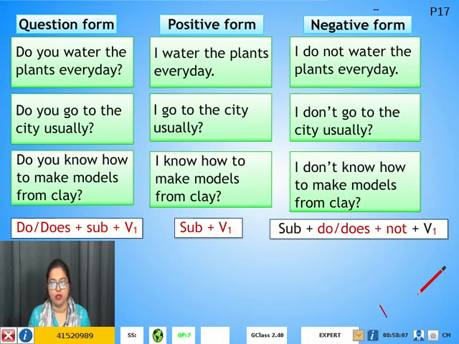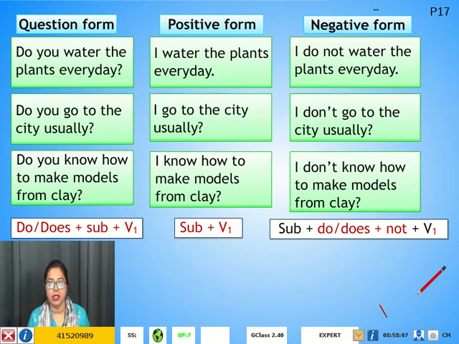So you see here, do or does is underlined, plus subject is highlighted, plus verb will be in the first form. You can note it down. It will be very useful for all of you. Note down the sentence structures. Okay. So when the sentence is in a question form, the structure will be do or does plus subject, then verb in the first form or base form.